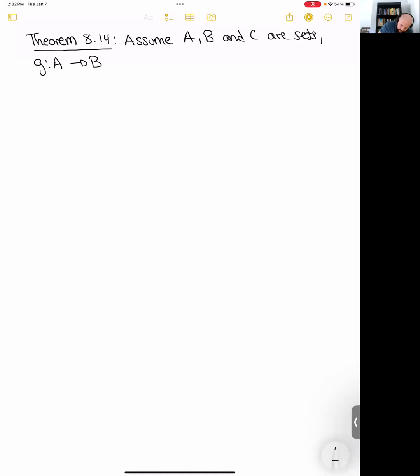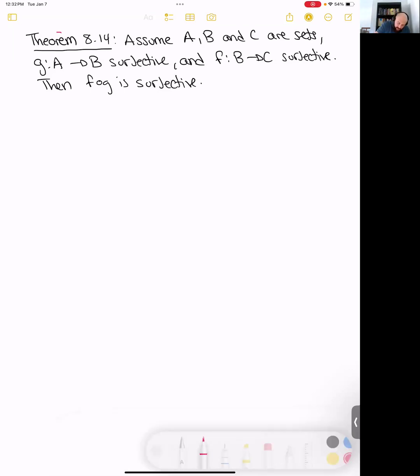Okay, so now in this video, we want to prove another theorem about compositions of functions. In this one, we're going to look at compositions of surjective functions. So again, assume A, B, and C are sets, and G from A to B is surjective, and F from B to C is surjective. Then F composed with G is surjective. Okay, good. So let's prove this.